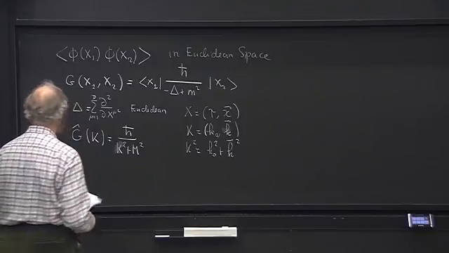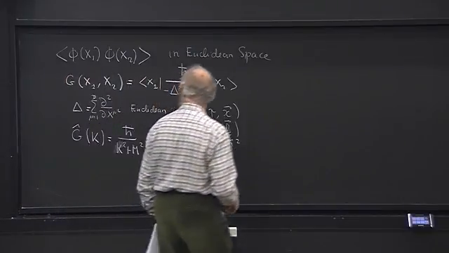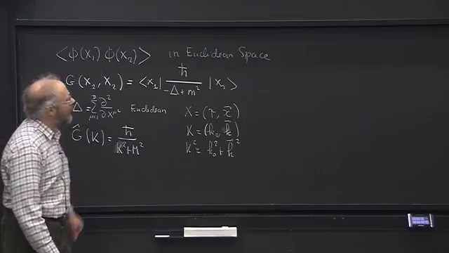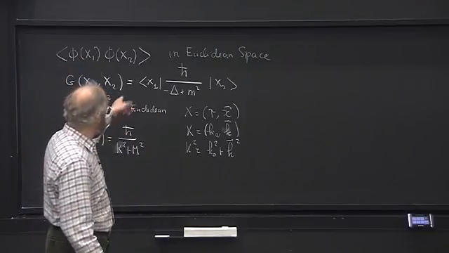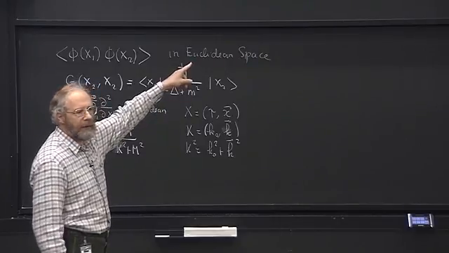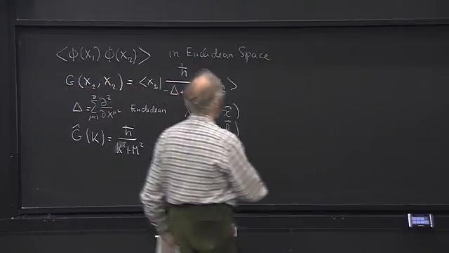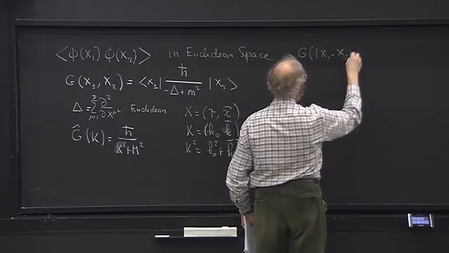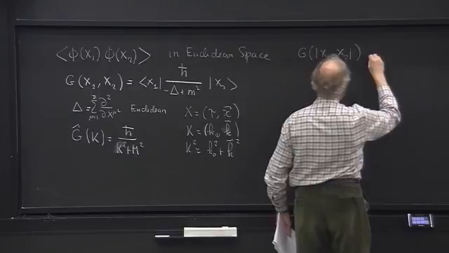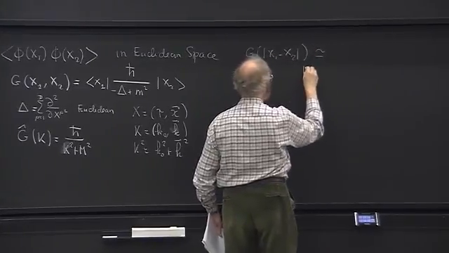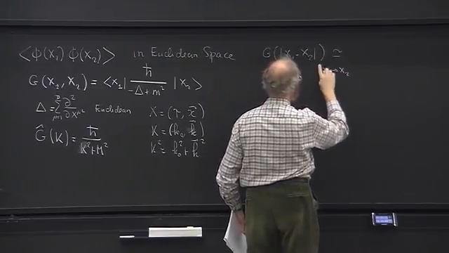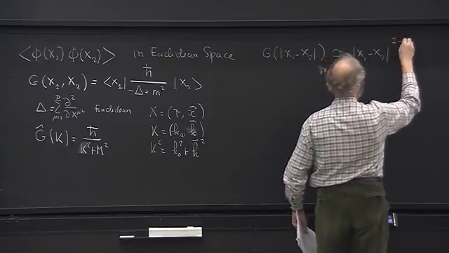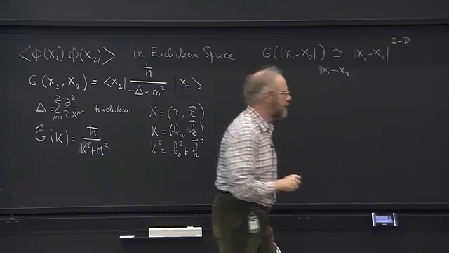Okay? So we have seen that this function, the Wick rotated Feynman propagator G, is in fact a function of x1 minus x2. And we have seen that it has a property at short distance. So when x1 goes to x2, it behaves like x1 minus x2 to the power 2 minus the dimension of space-time.